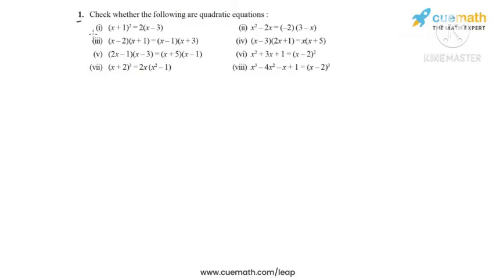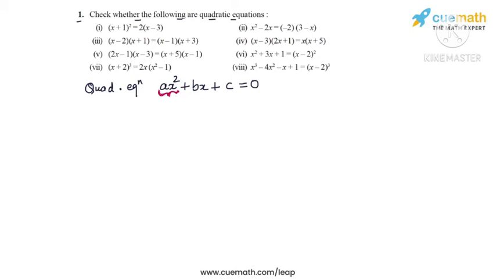In question 1 of this exercise, we have to check whether each of these given equations are quadratic equations or not. So we are given 8 equations, and in each part we have to check whether the given equation is a quadratic equation or not. A quadratic equation is any equation of the form ax square plus bx plus c equal to 0. So in a quadratic equation, you must have a quadratic term, a term in which the power of the variable is 2. And if this term is missing, then the equation is not a quadratic equation.